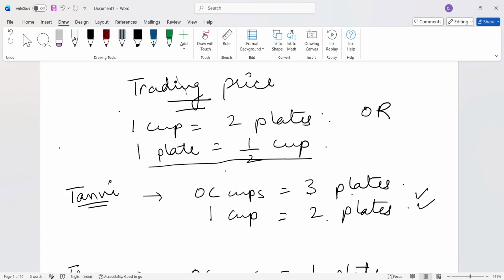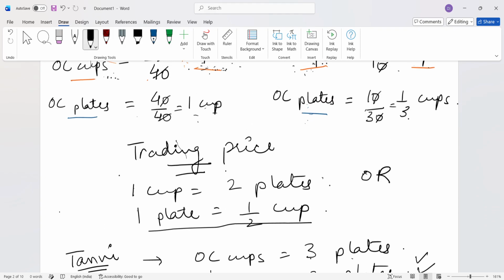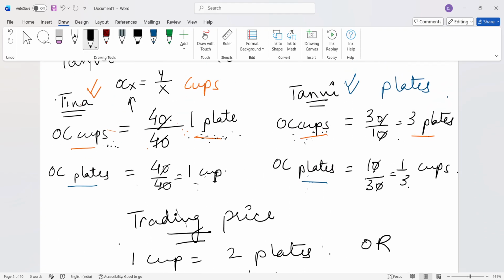1 cup equals 2 plates, or 1 plate equals half a cup. That's one and the same thing. But the point is that in the exam, you will have to figure out the trading price. And the best way to figure out the trading price is to always take the trading price between the opportunity cost for a particular good.